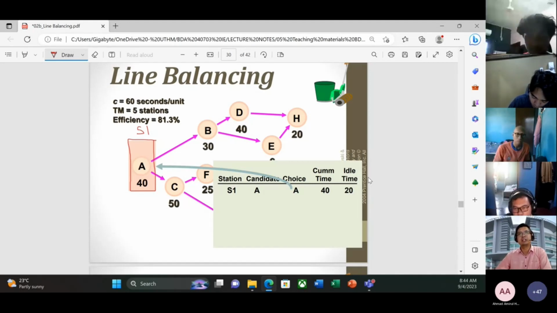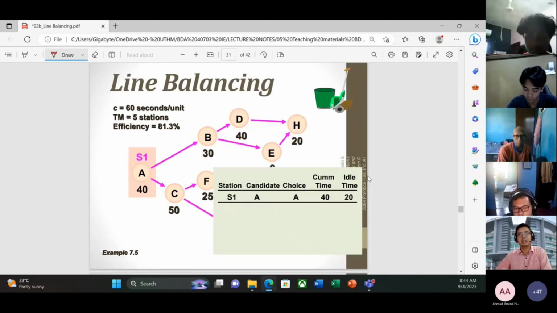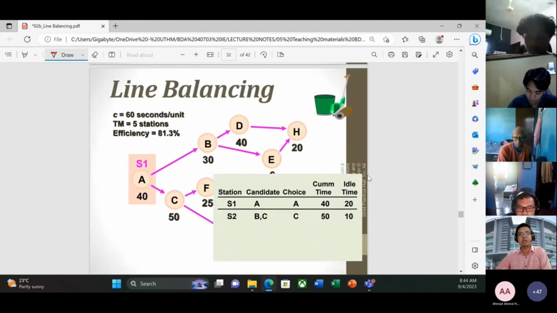So we look at station number 2. What candidates do we have? Look at the sequence: B and also C. So the candidates will be B and C. B is 30 seconds, meanwhile C is 50 seconds. Based on B and C, which one has the higher value? 50 or 30? 50, which is C. So the choice will be C, and our cumulative time is 50.